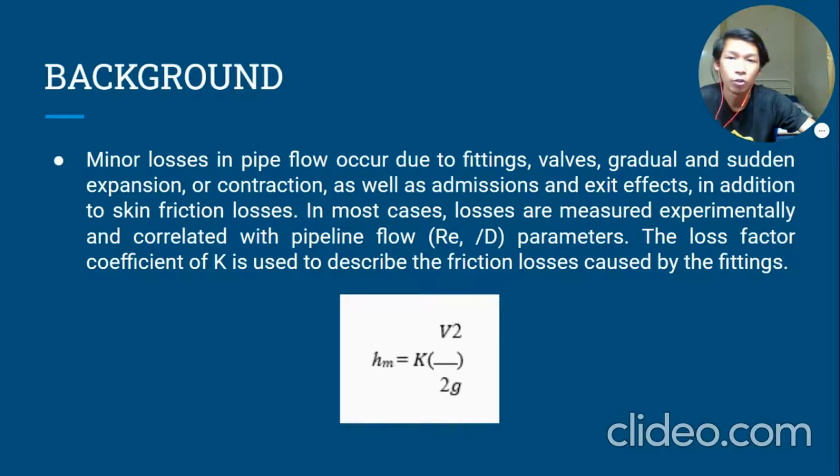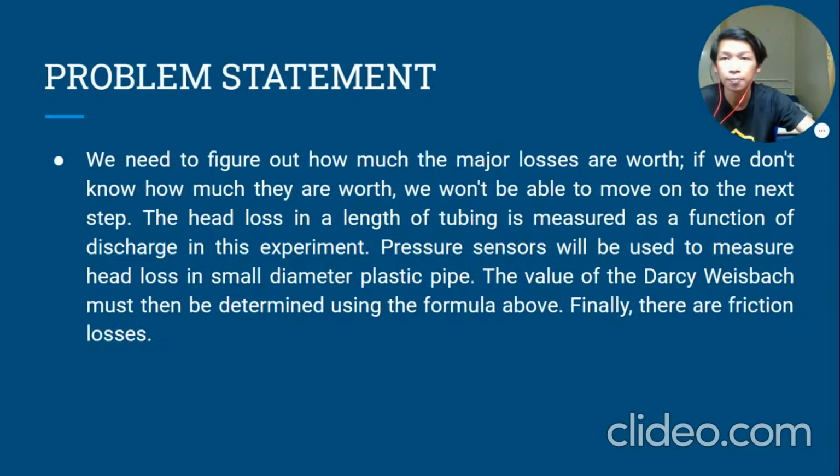Minor losses in pipe flow occur due to fittings, valves, gradual and sudden expansion or contraction, as well as the admission and exit effect, in addition to skin friction losses. In most cases, losses are measured experimentally and correlated with the pipeline flow, which is the Re over D parameter. The loss factor coefficient K is used to describe the friction loss caused by the fitting.